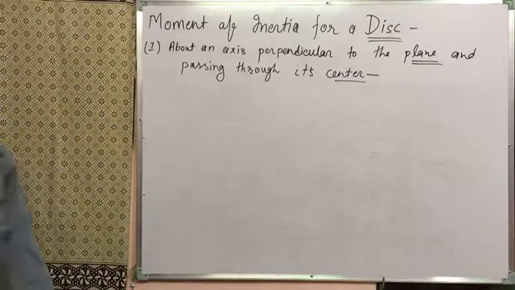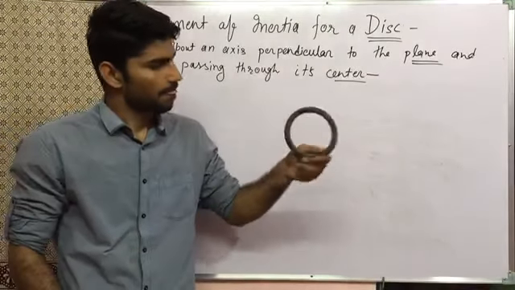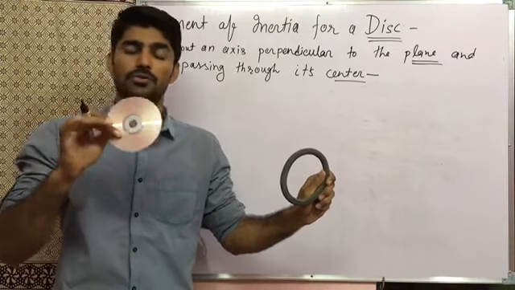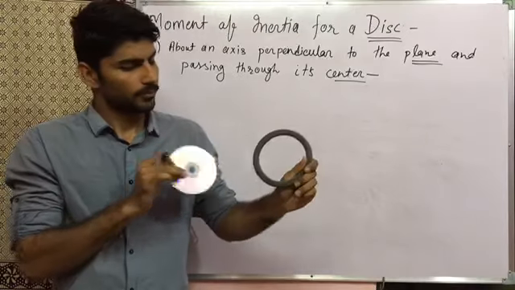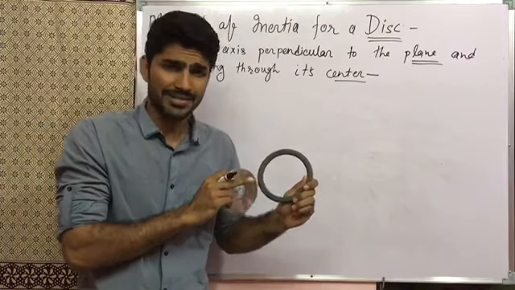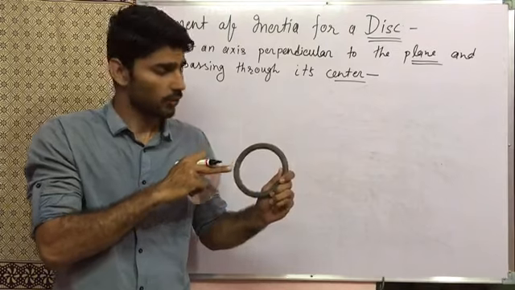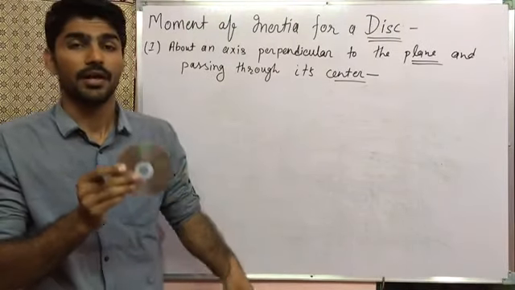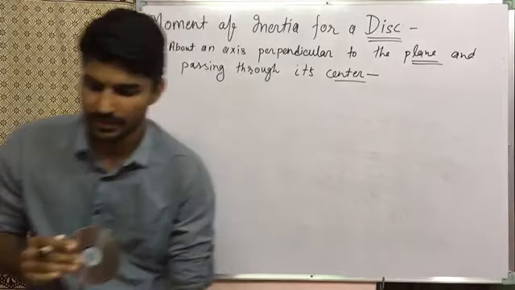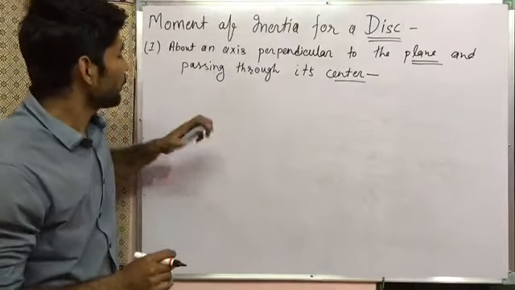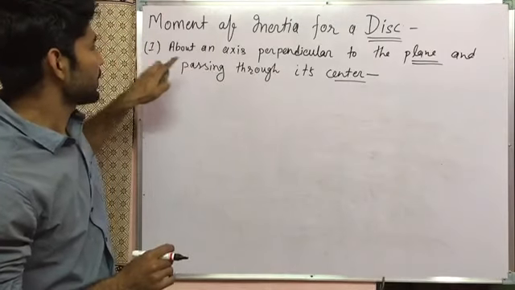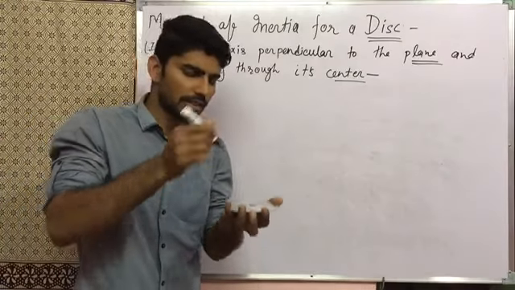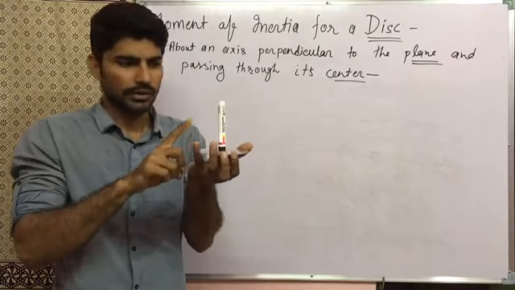Here, you can see this is a ring and this is a disk. It's a CD which we use in the computer. So this is the ring in which the mass is distributed over the edge, or we can say at the circumference only. But in the disk, mass is distributed continuously in the entire disk. And in the disk, we first take the moment of inertia about an axis perpendicular to the plane and passing through its center. So our axis will be according to this marker.